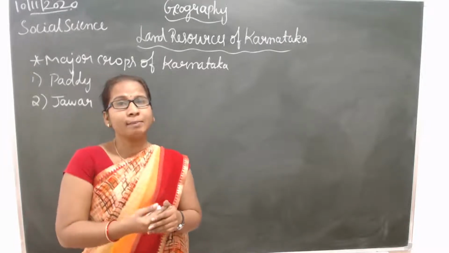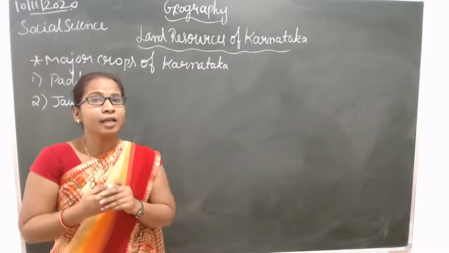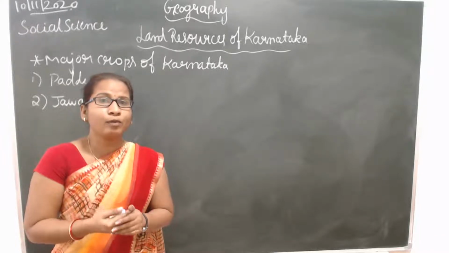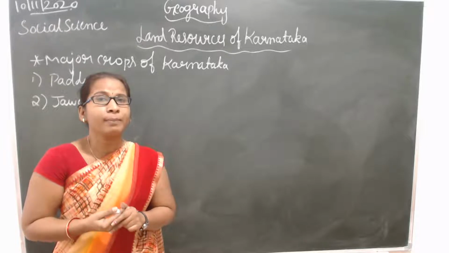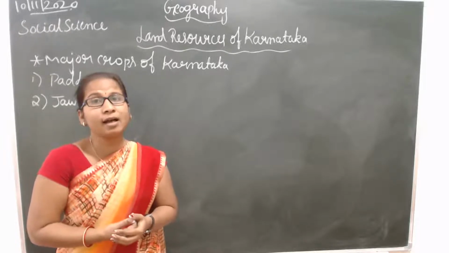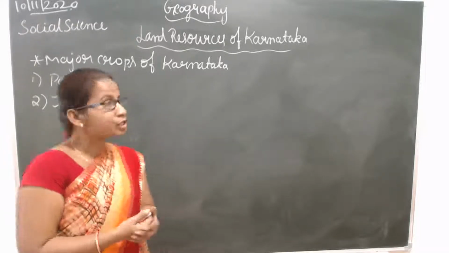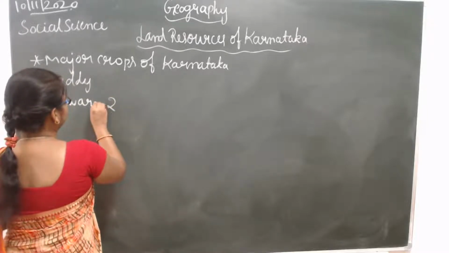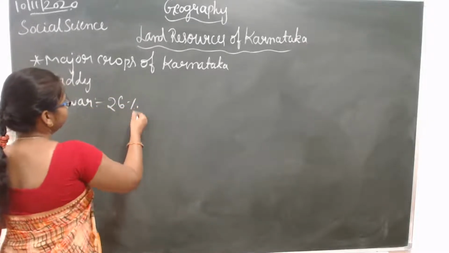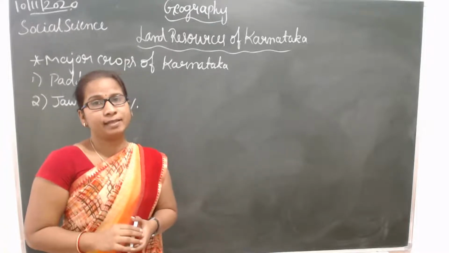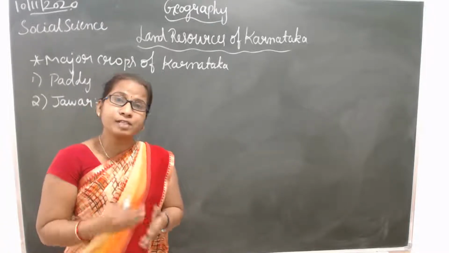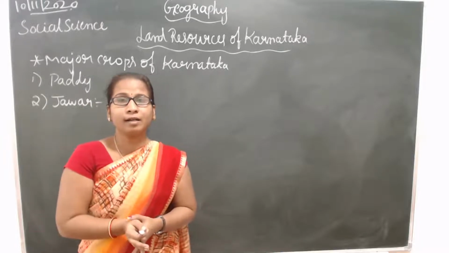Here paddy occupied the first area. It is occupied more, from where? From the major crop, that is the first major crop of our Karnataka. Next one is jawar. It occupied how much? Only 26%. Jawar occupied only 26% because it was the major crop of our Karnataka earlier.